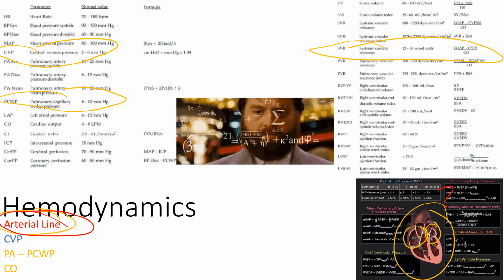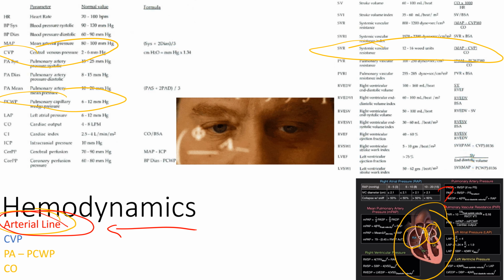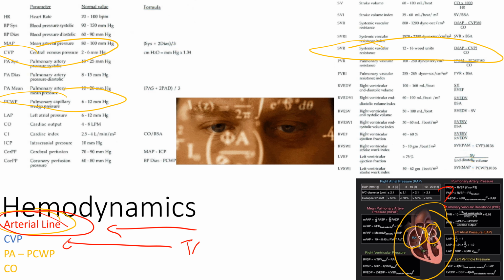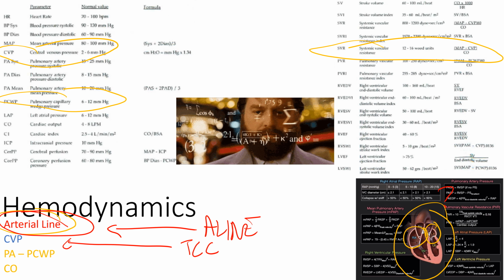And then we'll talk about how you get these, right? How you put an A-line in, how you get a CVP. If you're using a triple lumen catheter, for instance, an A-line is an A-line. You can't jerry-rig a triple lumen to make an A-line.